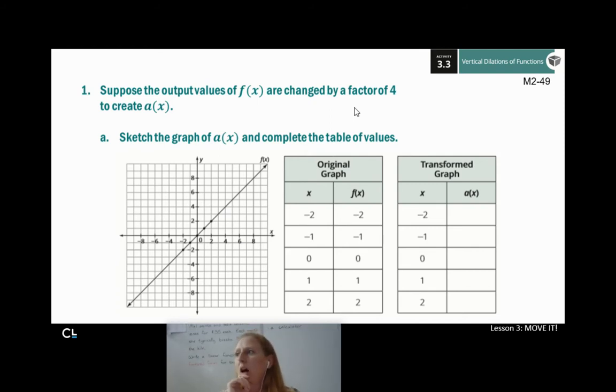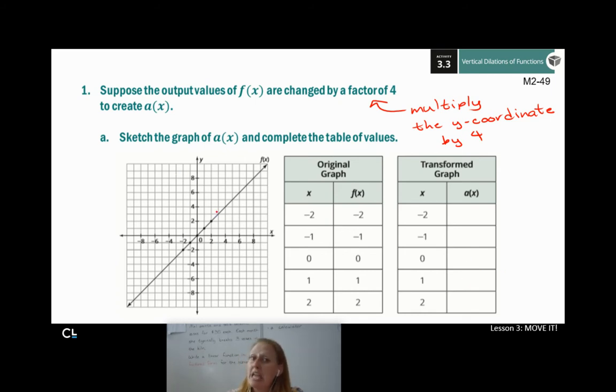It says to sketch the graph and then complete the table of values, but for me personally, when I have a factor of 4, which by the way means that I'm going to multiply, we're going to multiply the y coordinate by 4. This is actually what we just did with the 2 and the negative 2. But now we're going to do it with 4.